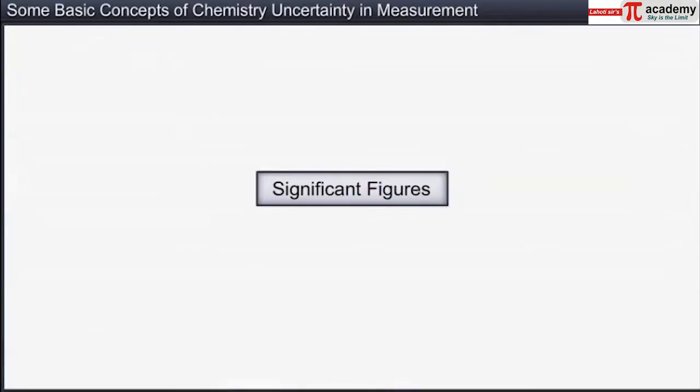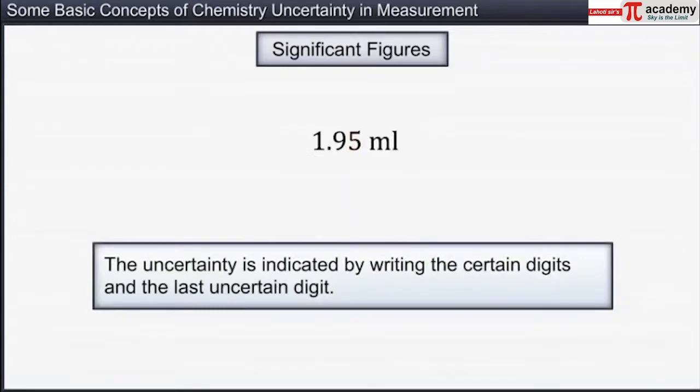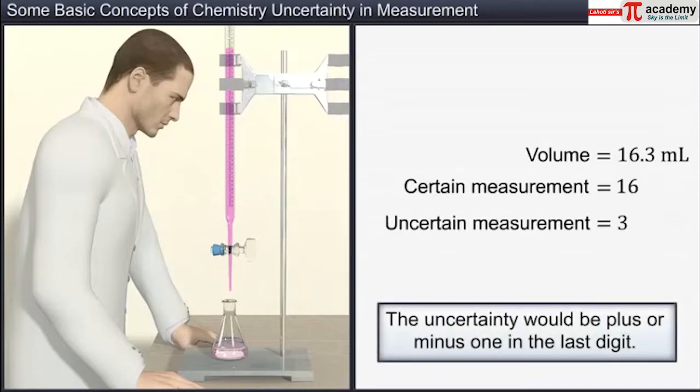The certainty and uncertainty in a measurement is indicated through the use of significant figures. Significant figure is the total number of certain digits in a number, including the last digit whose value is uncertain. The uncertainty is indicated by writing the certain digits and the last uncertain digit. For example, if a measurement is reported as 16.3 mL, we can say that the 16 is certain and 3 is uncertain, and the uncertainty would be plus or minus 1 in the last digit.